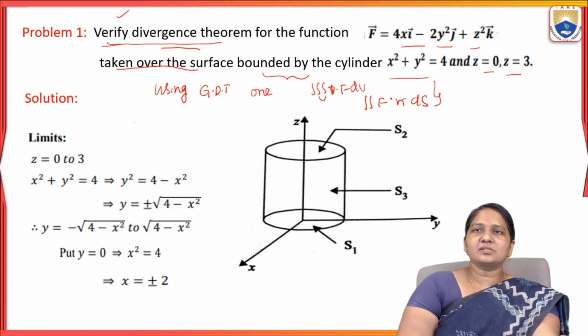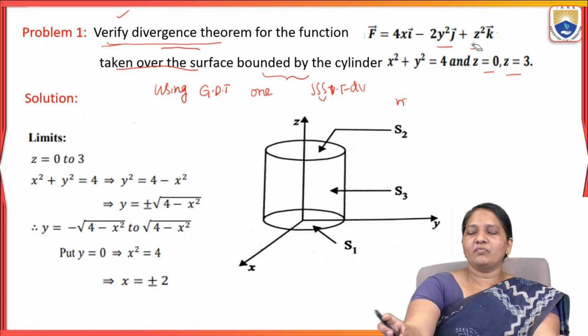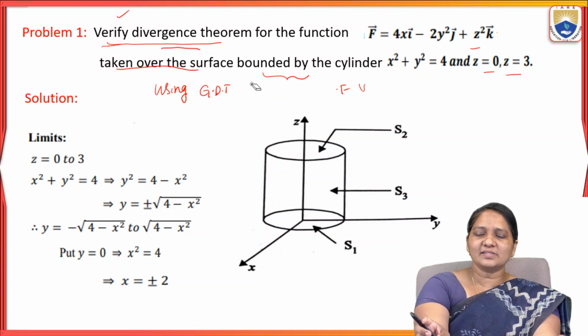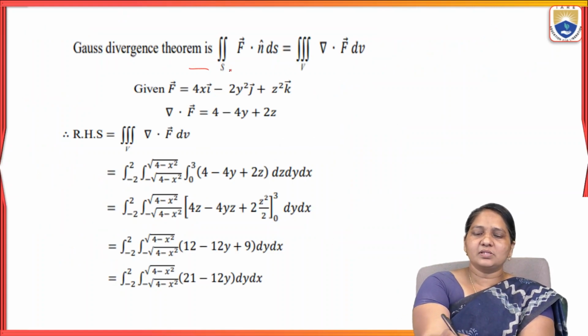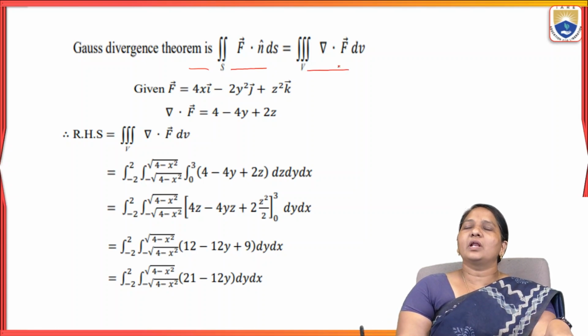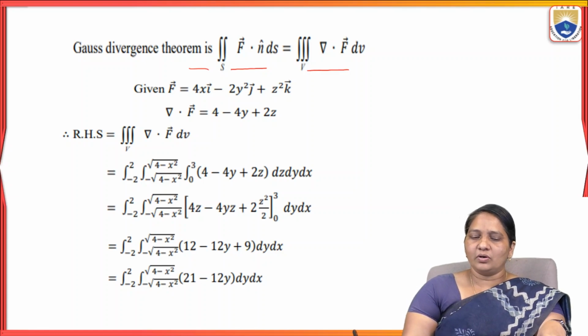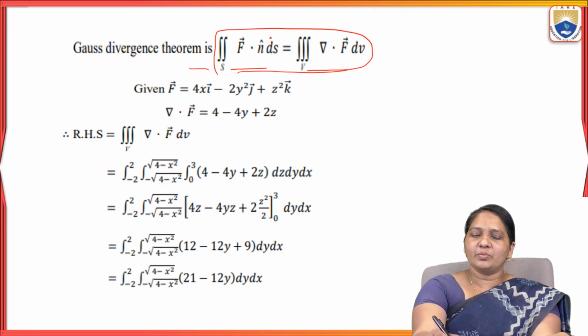So for verifying the Gauss Divergence Theorem, we are going to see the basic formulas and values we should remember. First, we should know the statement of the Gauss Divergence Theorem. It is the double integral over S of f bar dot n ds equal to the triple integral over V of del dot f dv. Here we should know about ds, del dot f and dv.